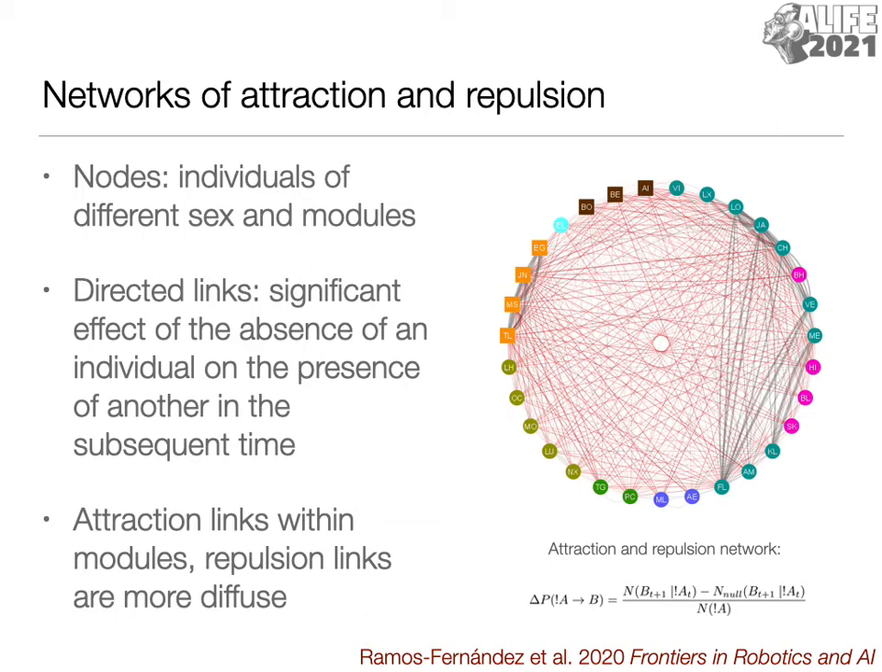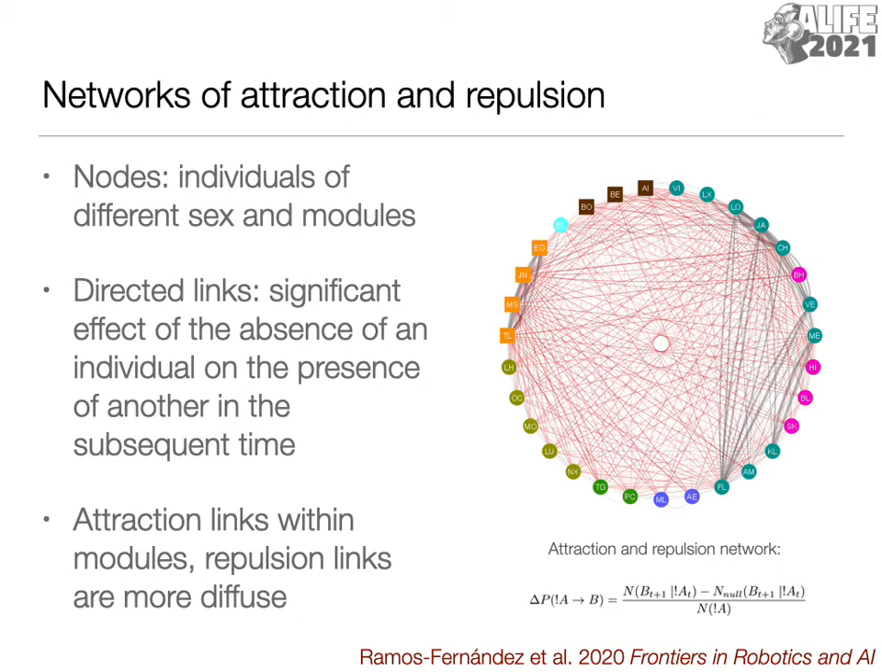In this network, the nodes are individuals of different sex, denoted by shape, while the directed, weighted links correspond to significant effect of the absence of an individual in a subgroup on the presence of another one. Gray links correspond to attractive effects, that is, the absence of an individual is followed by the absence of the other, more often than expected by chance. And red links to repulsive effects, that is, the absence is followed by the presence of another individual, more often than expected by chance. So as you can see, there are many more repulsive than attractive links.